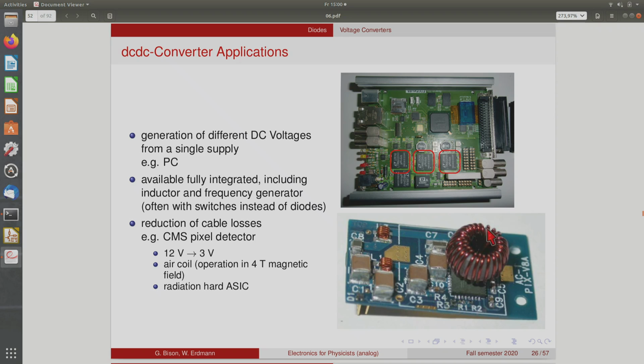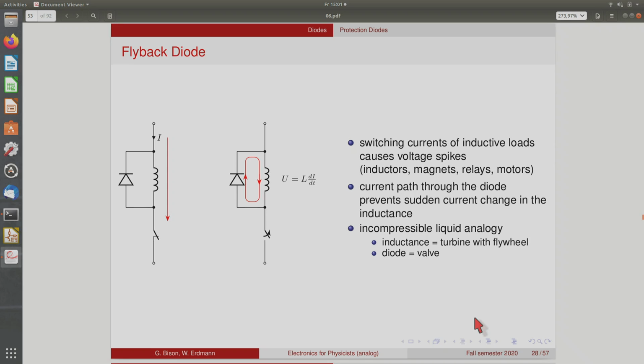So in order to get a reasonable inductance, you need sometimes relatively big objects. In this case, it's extremely big because it cannot have an iron core. So for good inductors, if you want a high inductance, you usually wind your coil around a piece of iron. That was not possible in this case because this piece operates in a very high magnetic field, 4 Tesla, and then the iron would be saturated and doesn't have any effect. So it had to be an air coil inductor. Okay.